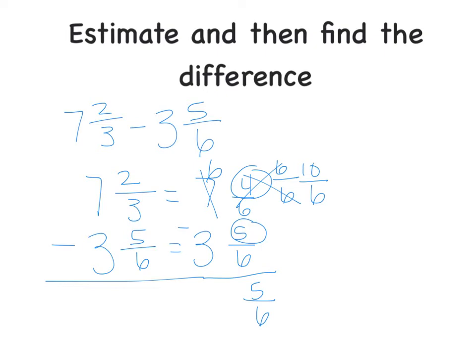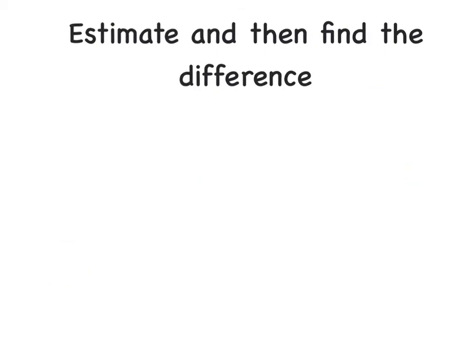And now I can subtract my whole numbers. Because I borrowed that one whole, I have 6 left here, minus 3 is 3 wholes. So my final answer is 3 and 5/6. I'm going to make sure that that is reasonable by estimating as well. So 7 and 2/3 would round up to 8, and 3 and 5/6 would round up to 4. 8 minus 4 is 4, so 3 and 5/6 is reasonable.